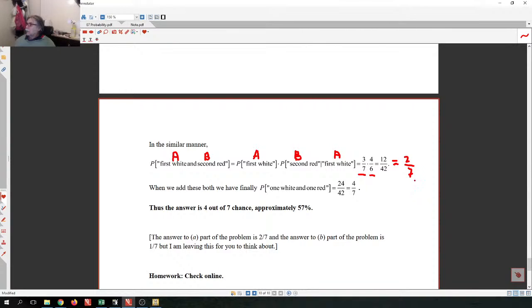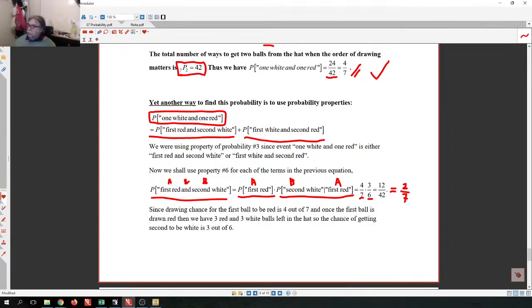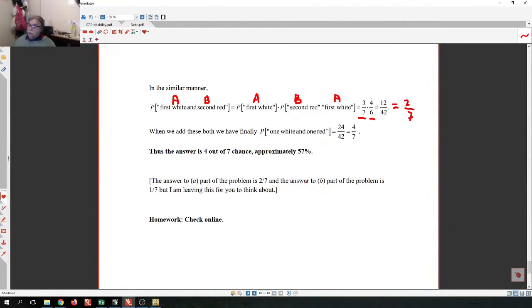Okay? So you add this 2 out of 7 and 2 out of 7, or if you like, you add 12 out of 42 and 12 out of 42, that'd be 24 out of 42. I'm adding these two probabilities, this one and this one. So I'm having now 4 out of 7 for one white and one red. Okay? So I'm using here properties of probability.